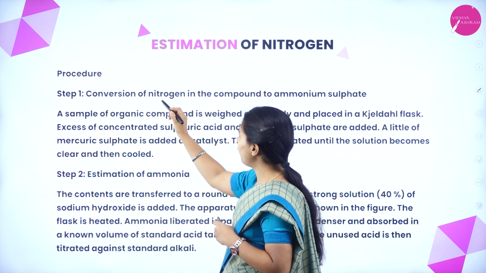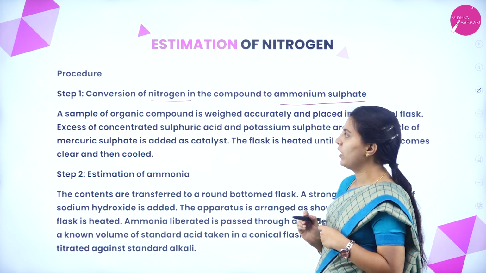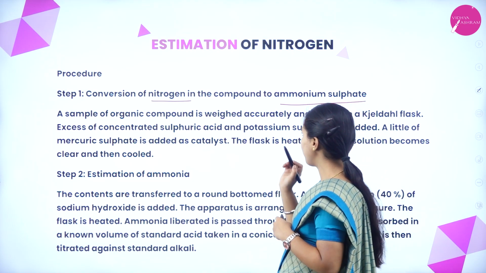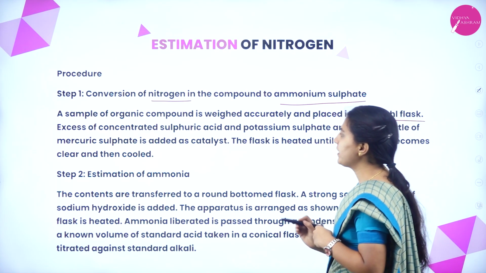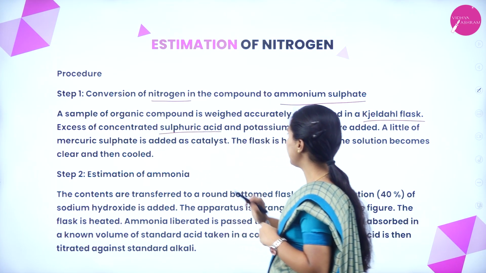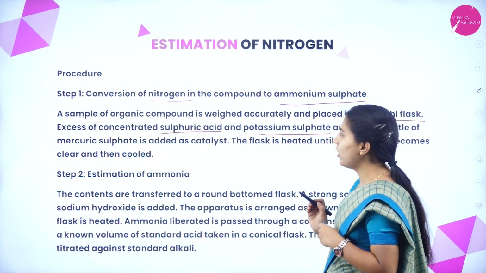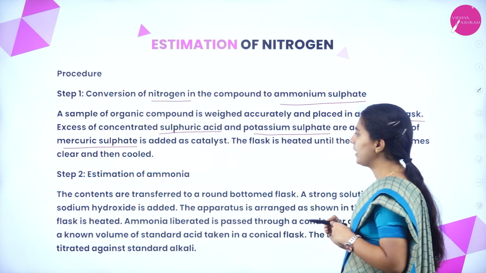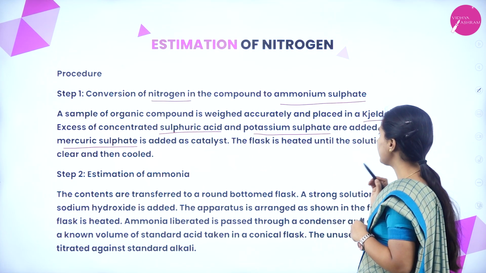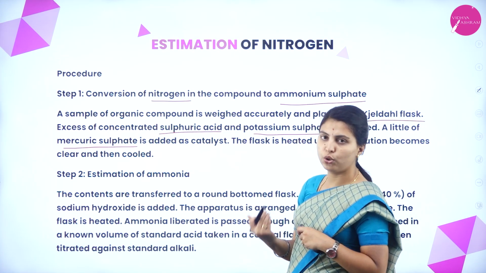Step 1: Conversion of nitrogen in the compound to ammonium sulfate. A sample of organic compound is weighed accurately and placed in the Kjeldahl's flask. Excess of concentrated sulfuric acid and potassium sulfate are added. A little mercuric sulfate is added as a catalyst. The flask is heated until the solution becomes clear and then cooled.